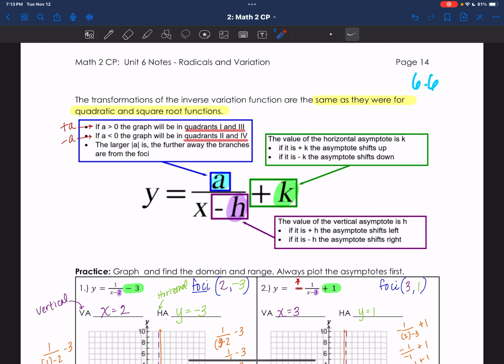All right, again, this should look very familiar because the inverse variation functions are similar to the quadratic and square roots. So if a is positive, the graph will be in quadrants 1 and 3. If a is negative, it'll be in quadrants 2 and 4. The larger the absolute value of a is, the further away the branches are from the focus. And then here, again, very similar. Remember, h is going to be with x. So your horizontal asymptote is k. So it will shift the asymptote up or down. And then here, the vertical will shift it left or right, depending on what h is.